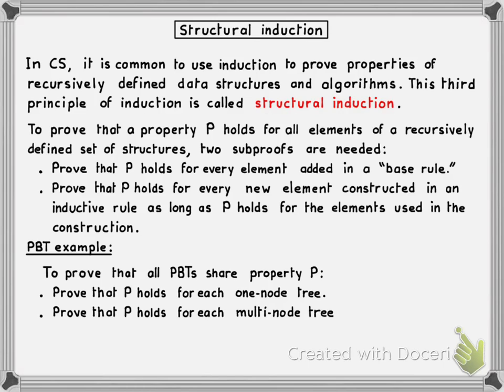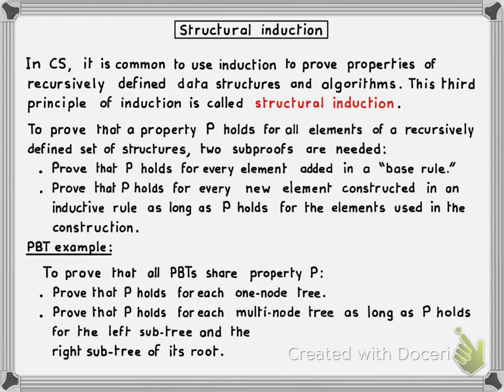Now remember that in rule 2, we must first have a single node tree in the set and then two other trees, and we put those three trees together. The single node tree becomes the root, and the two existing trees become the left and right children of the root. So to prove that P holds for this newly built tree, we must assume that the property P already holds for the left subtree and for the right subtree.